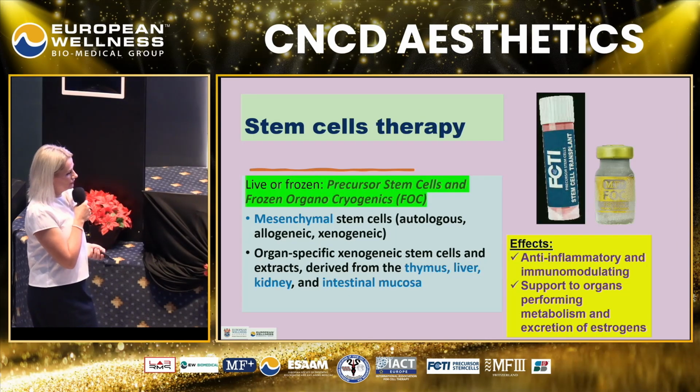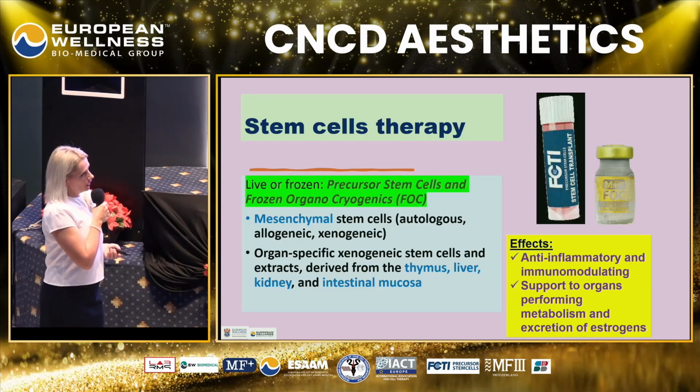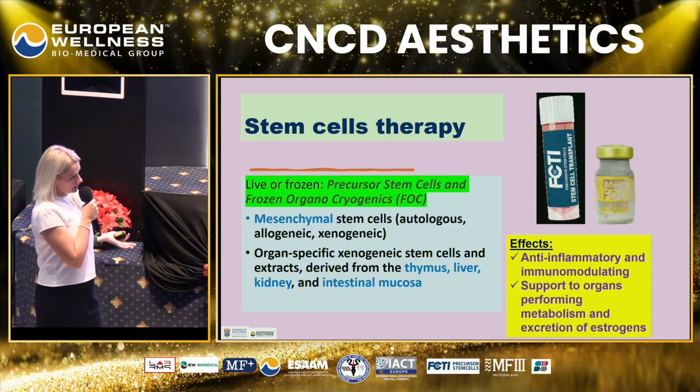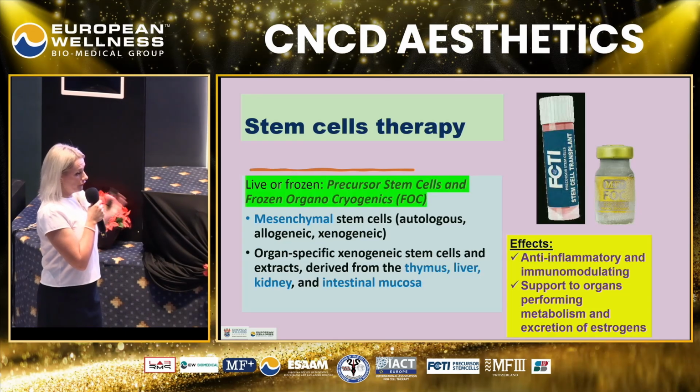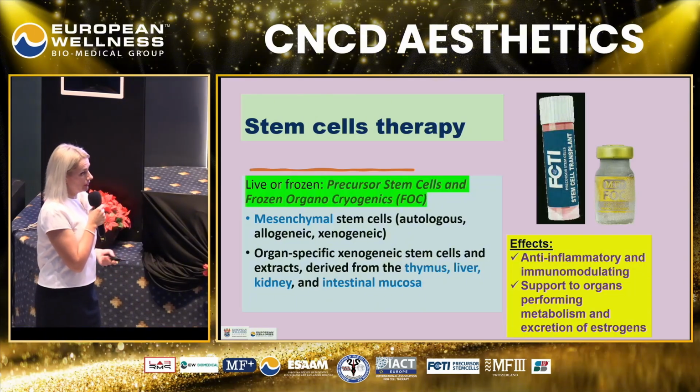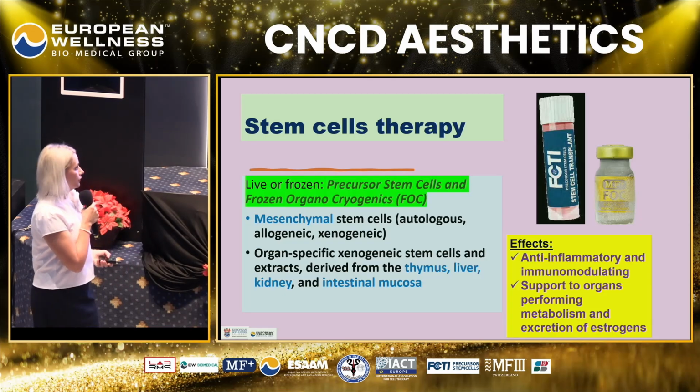Finally, stem cells. How can you treat estrogen dominance with the help of stem cells? First, you can prescribe mesenchymal stem cells, the ones that work anti-inflammatory. Second, you can promote the function of organs performing the detoxification and excretion of these estrogens. So you can administer cells of liver, kidney, intestinal mucosa, and also thymus to balance the immune system and receive anti-inflammatory effects.